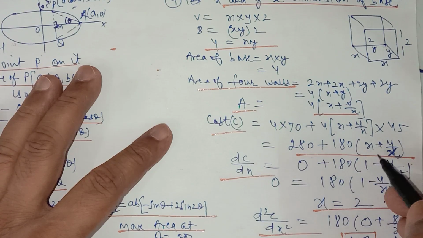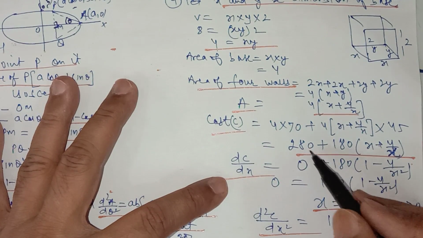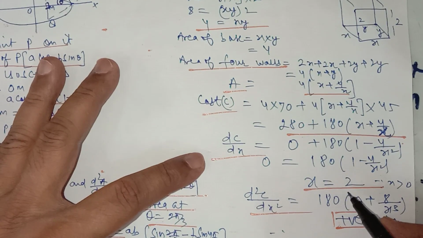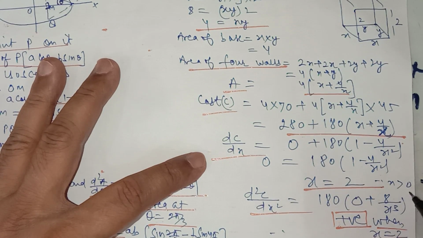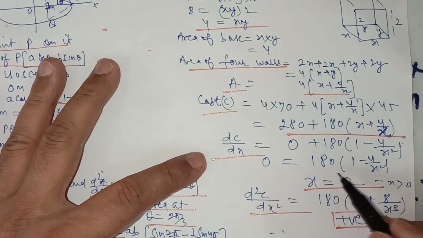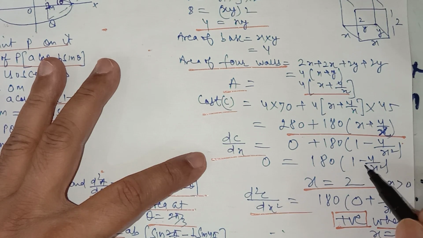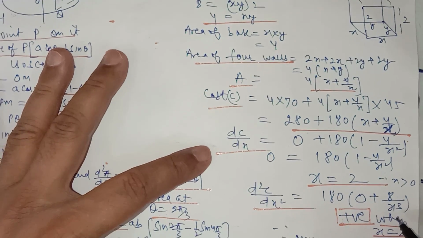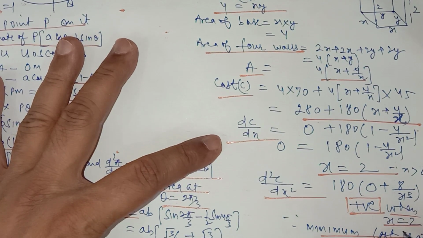Open this bracket and simplify, find its derivative with respect to x, which will be 0 plus 180 into (1 minus 1 upon x square), which comes out to be 4 upon x square. Put it equal to 0. Find the value of x, that is 2, because x cannot be 0 or less than 0. Find its second derivative, which will be 180 into 0 plus 8 upon x cube. You take your own time to find the derivative of 1 upon x square, which is minus 2 upon x cube. So that is 8 upon x cube, which is positive when x is equal to 2.